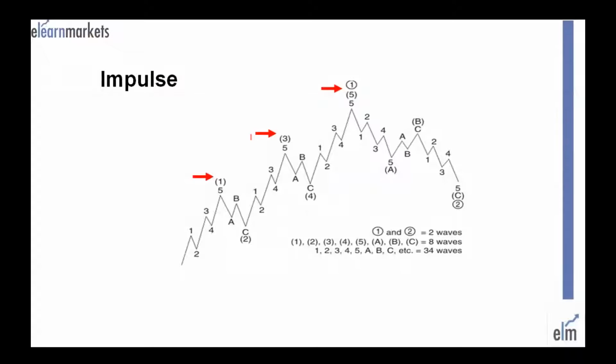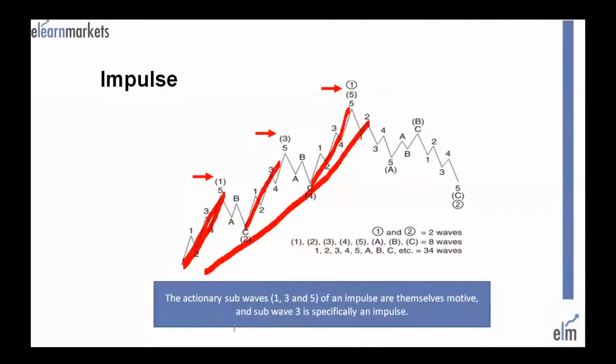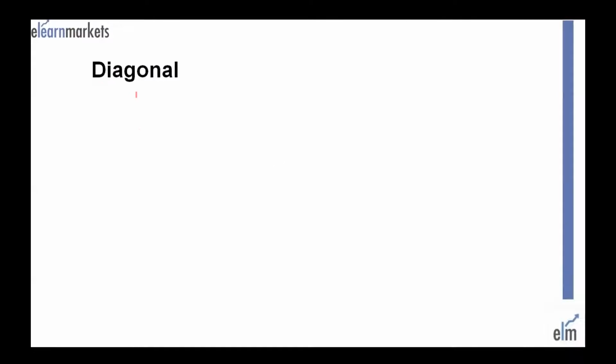Now this is a graph showing the impulse waves. So this becomes our motive wave, and wave 1, wave 3 and wave 5 are the impulse waves, in which wave 1 has been subdivided into 5 waves, wave 3 has been subdivided into 5 waves, and so has wave 5. Impulse waves are also called actionary waves.